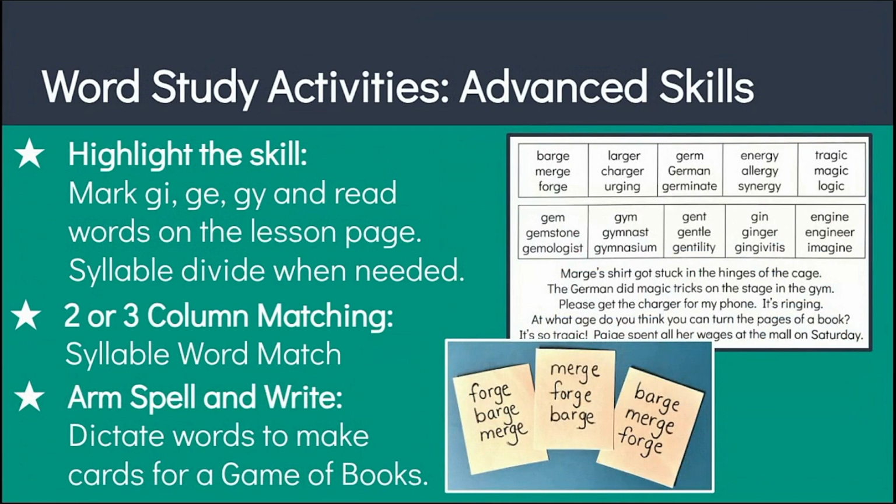For arm spelling and writing, you can dictate words for students to write onto cards for a game of books. Each of the boxes on the lesson page is 1 card for a game of books. You will need 2 more cards with the same words in each box to make a book of 3 for the game. Dictate the words from the boxes for students to make the game cards. You can write the words in the same order on each card or change the order of the words for more of a challenge. If you have a small group, each student can make 1 of the cards for each book. If you are tutoring, the student can make 1 card and you can make the other 2.